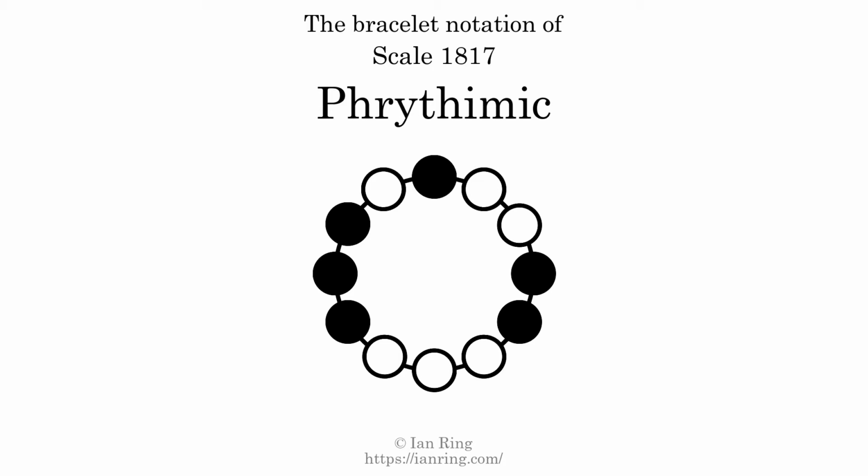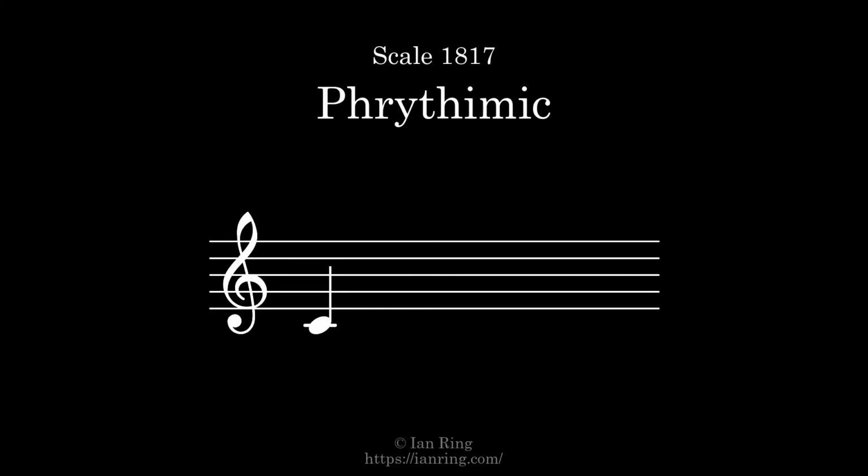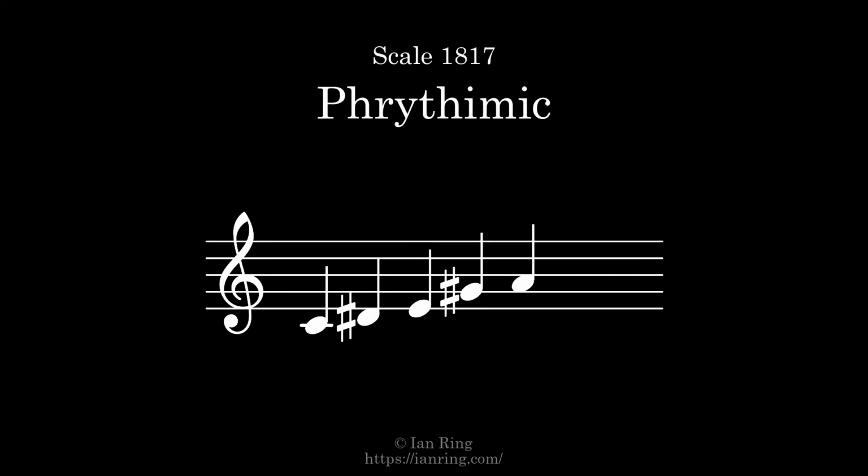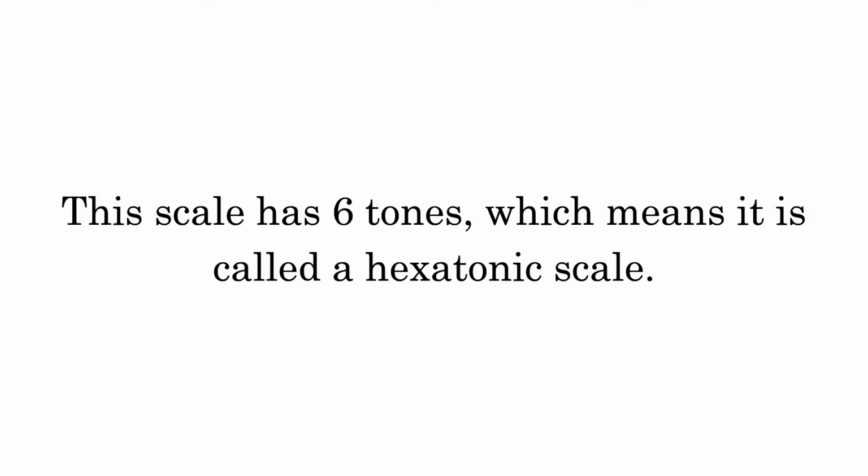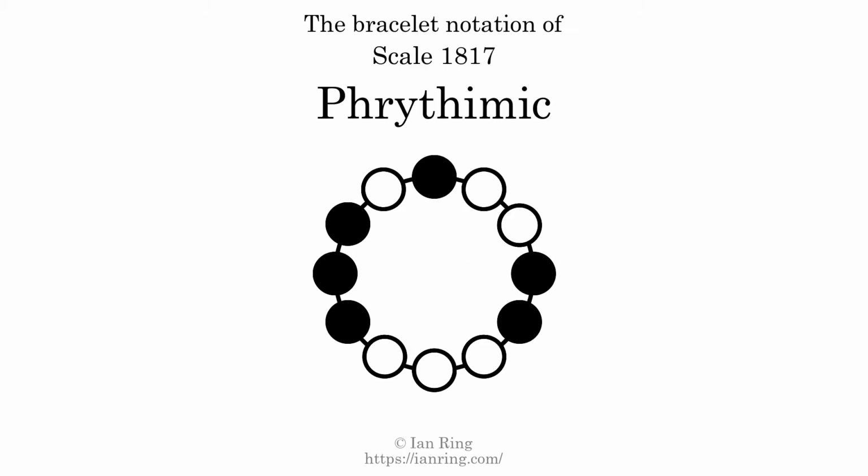1817, Phrythimic, which sounds like this. This scale has 6 tones, which means it is called a hexatonic scale. This is a bracelet notation diagram of scale 1817. The shaded circles represent tones that appear in the scale, and they are read clockwise, starting at the top.